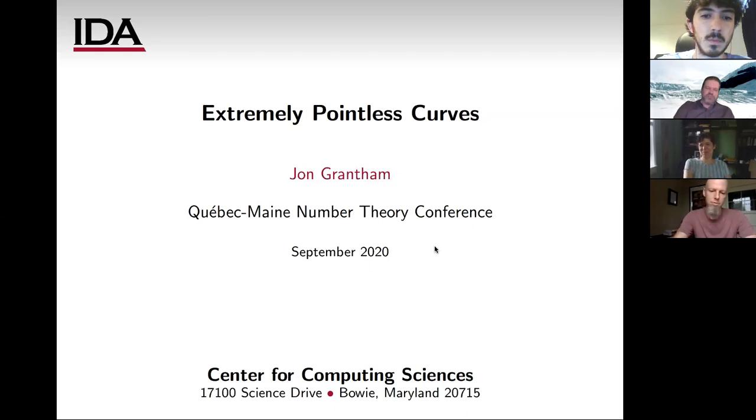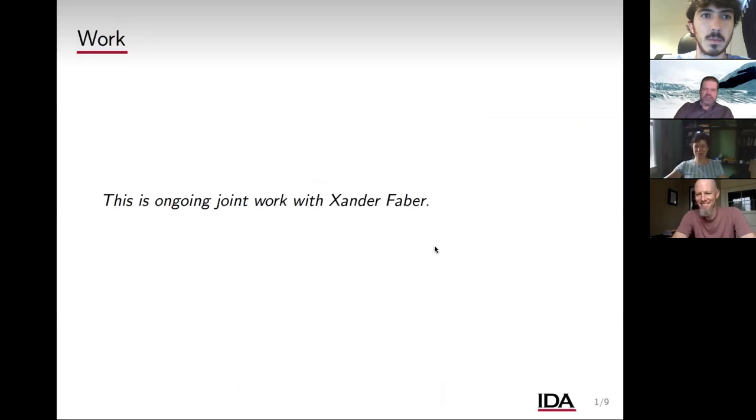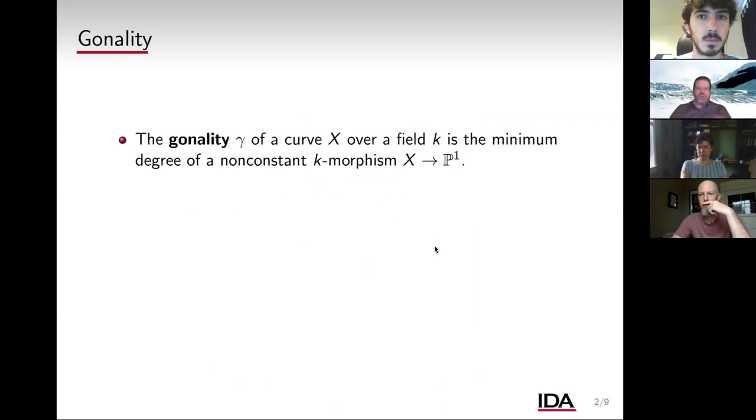So welcome to my extremely pointless talk. This is about extremely pointless curves, and this is continuing work, as you'll certainly see by the last slide, and it is with my colleague Xander Faber. So to define extremely pointless curves, I need to talk about the concept of gonality.